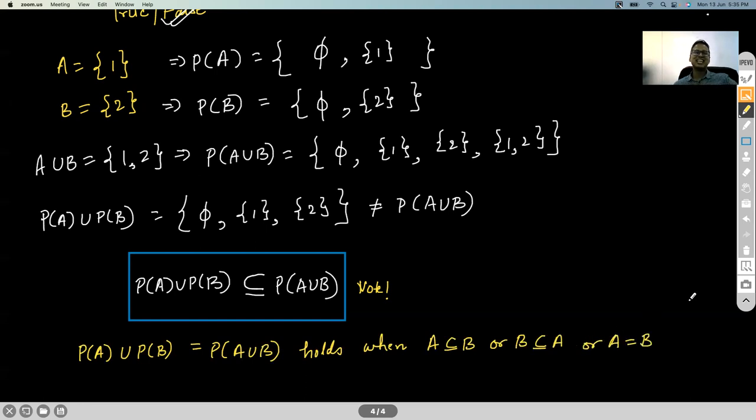Okay. So that's the only occasion, or these are the only three occasions when you'll realize that power set of A union power set of B will be equal to power set of A union B. Is it fine? But in general, they are not equal. Is it fine? Any questions? Okay, great.